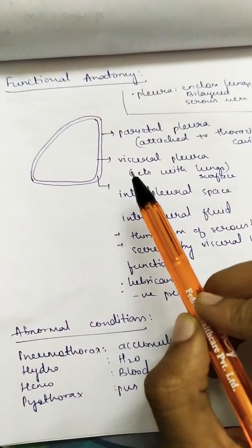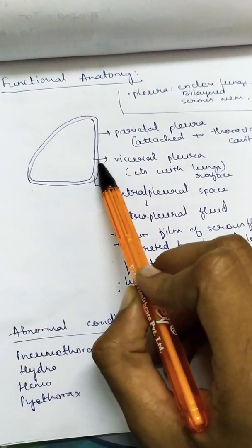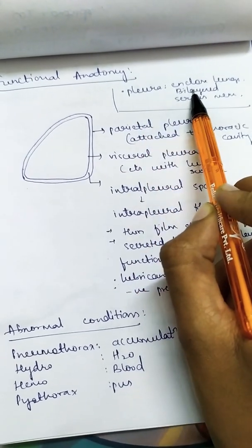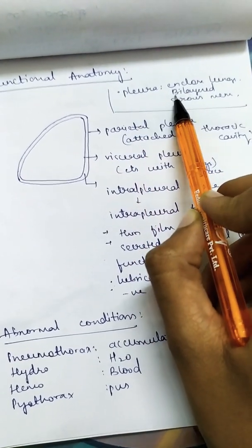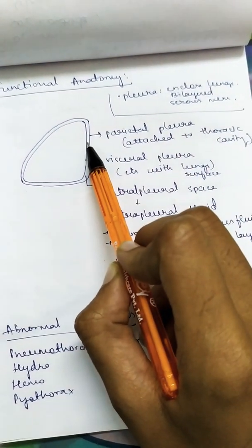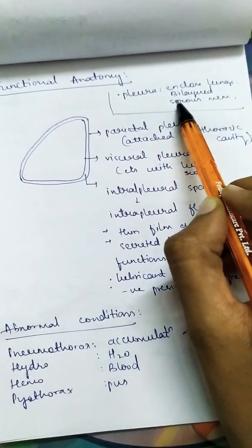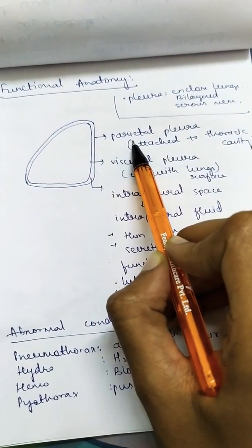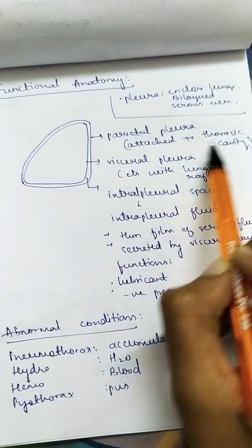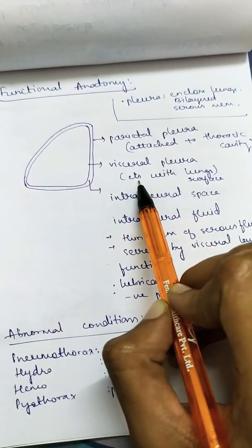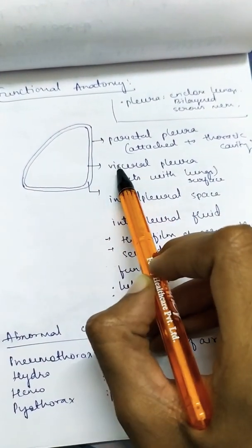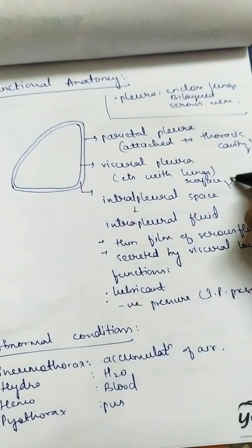Coming to the functional anatomy, the lungs are enclosed by pleura, which is bilayered, and it is a serous membrane. There are two layers of pleura, as we told, bilayered. The first layer is called the parietal layer. It is attached to the thoracic cavity. The visceral pleura is continuous with the lung surface. Parietal and visceral pleura are continuous at the hilum.